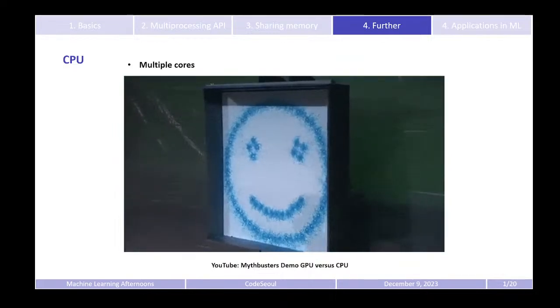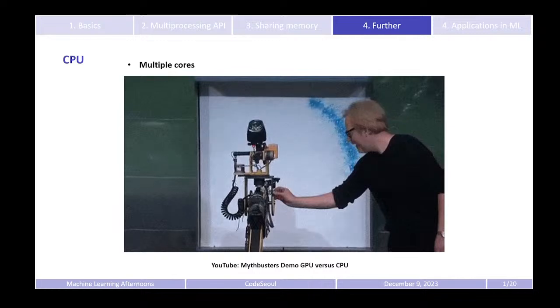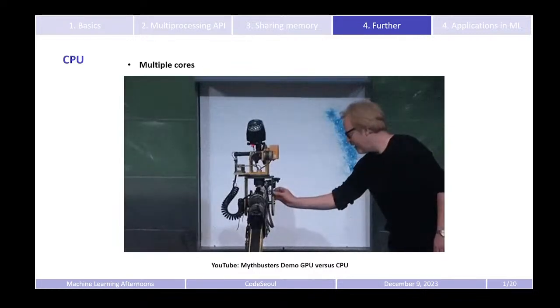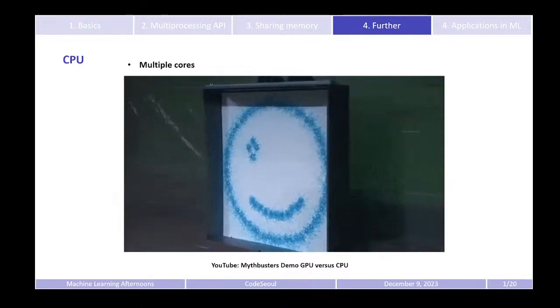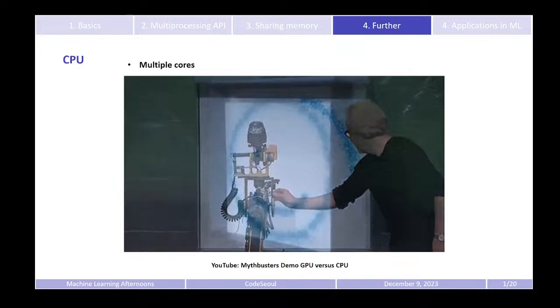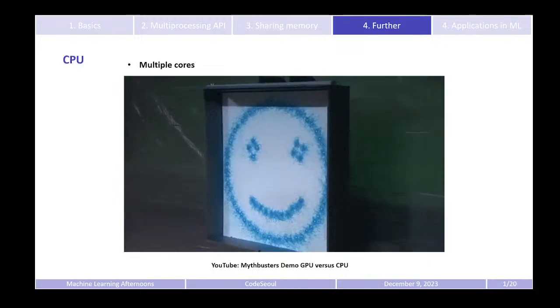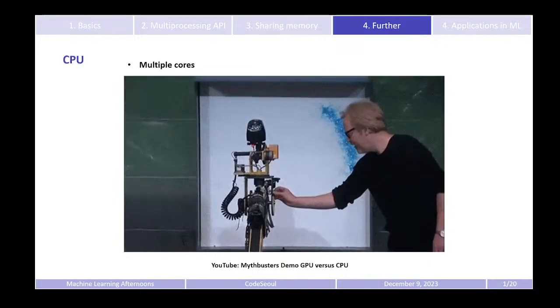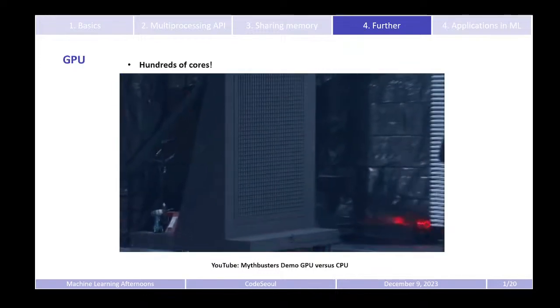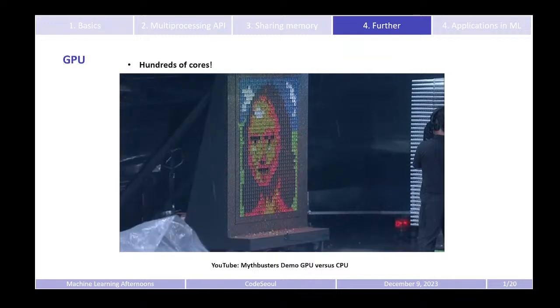Here, you can see that it's not doing a bad job; it's doing a good job actually, drawing the smiley face, and we can utilize multiple cores. It's pretty fast, we would say. But in the other case, how is the GPU different?